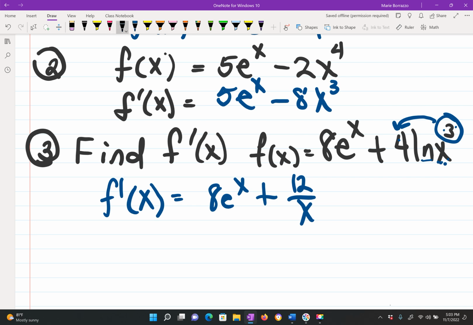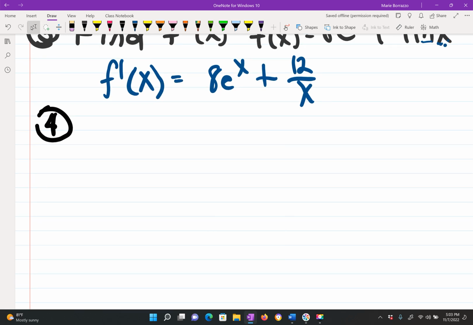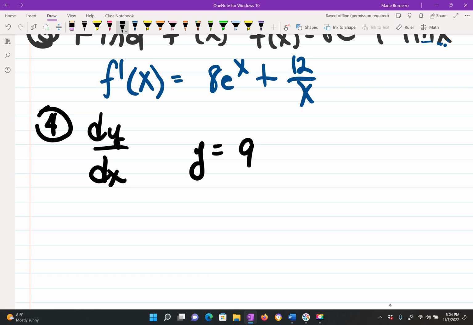All right, number 4. Same example. I'm going to find dy over dx given y is equal to 9 log base 3, pay attention to that base, x.